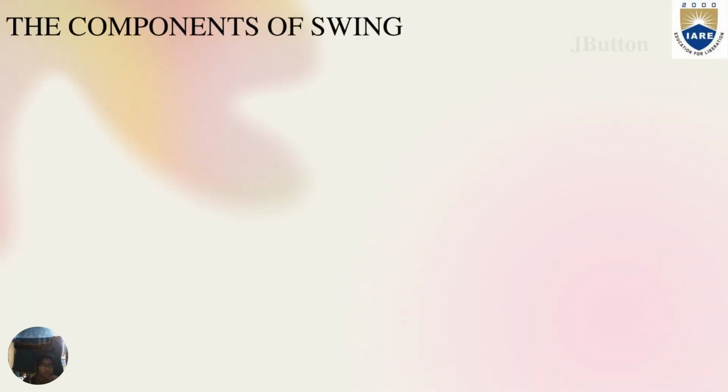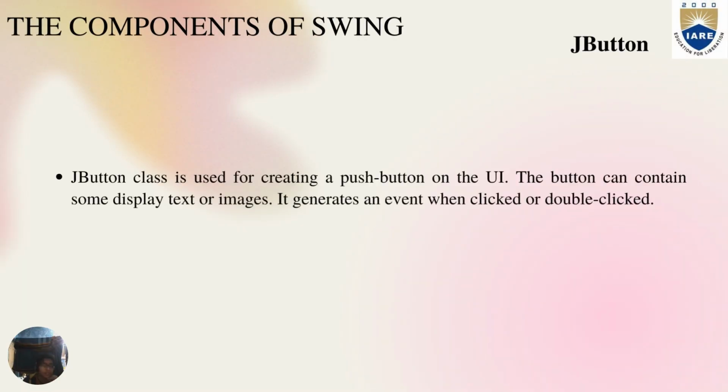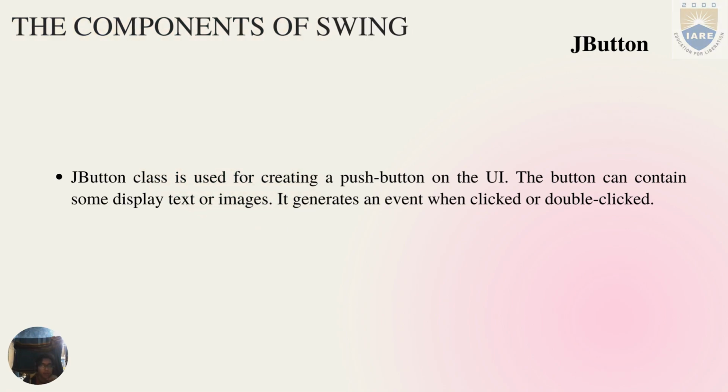JButton. The JButton class is used for creating a push button on the UI. The button can contain some display text or images. It generates an event when clicked or double-clicked, which is then collected by the event handling and given an appropriate operation.